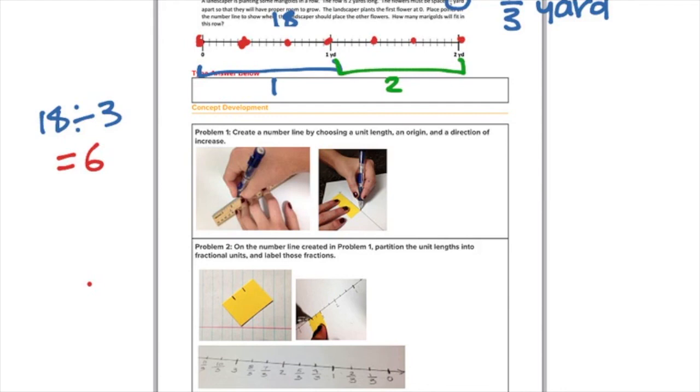How many marigolds will fit in this row? So based on what we've just done, how many flowers are going to fit on this row? Looking for that answer when you come into office hours.